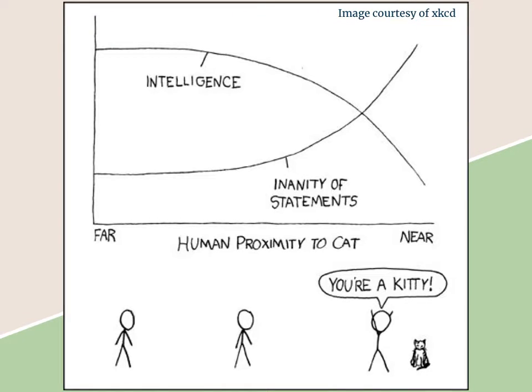Here's just a graph from XKCD. I'm going to ask you to take a look at it, and based on what we've just mentioned, give me a couple things that may be wrong with it. So what's wrong with this graph?